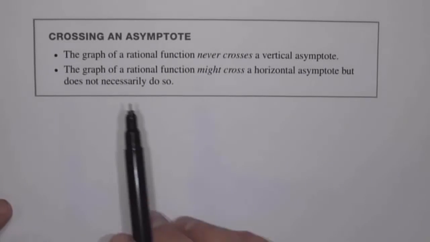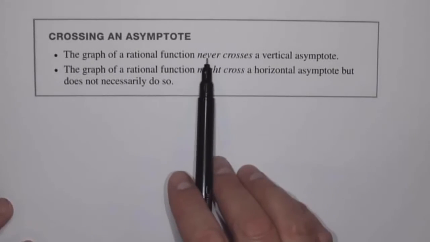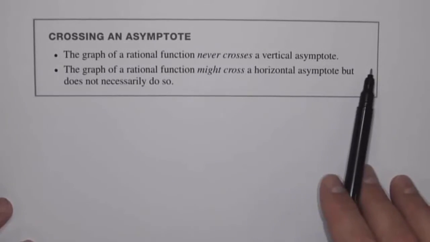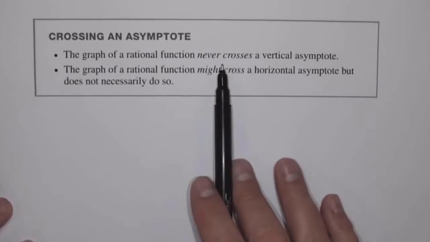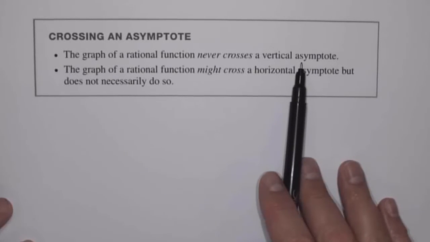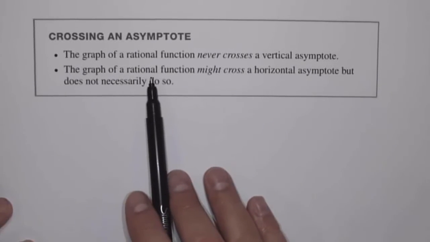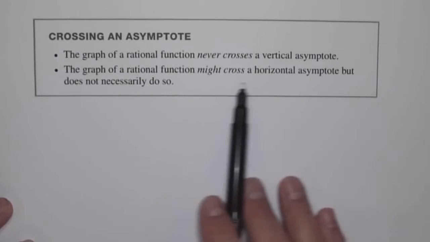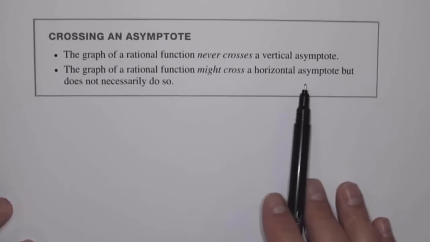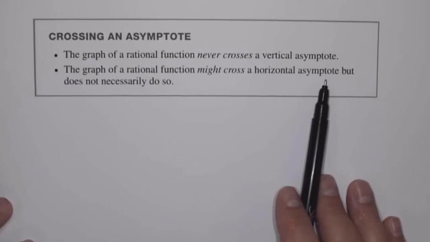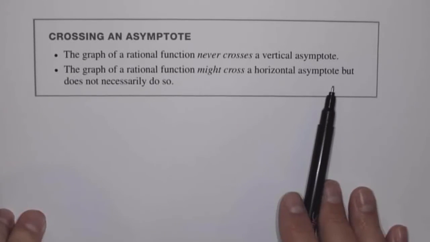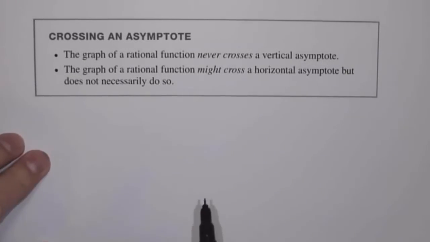Crossing an asymptote. The graph of a rational function never crosses a vertical asymptote. That is impossible. A rational function cannot cross a vertical asymptote. The graph of a rational function might cross a horizontal asymptote, but it doesn't have to do so. So it could maybe cross a horizontal asymptote, but it doesn't have to. And the same for an oblique asymptote. It might cross an oblique asymptote, but it doesn't necessarily do it.